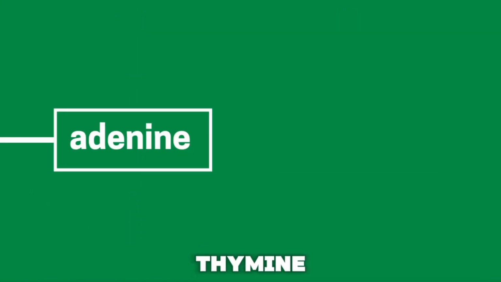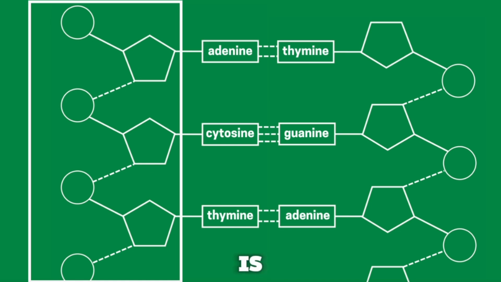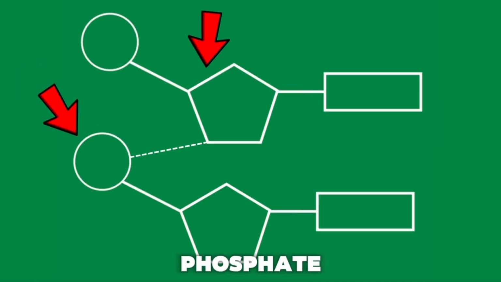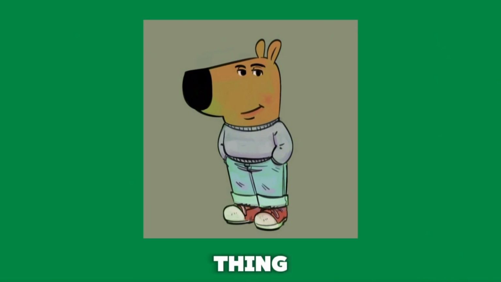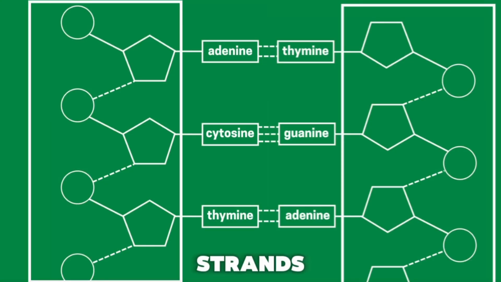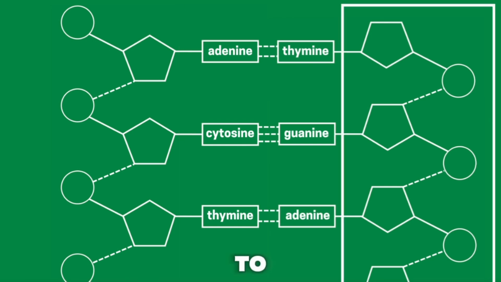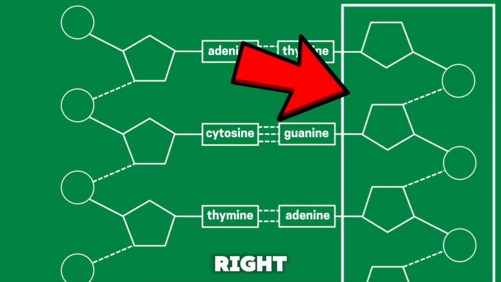So adenine and thymine, they're meant for each other. And this part here is the sugar phosphate backbone. You get these phosphodiester bonds that happen between the sugar and the phosphate here. And the thing is, these strands actually run anti-parallel to each other. So this strand on the left actually runs opposite to this strand on the right. As you can see, the right one is upside down, okay?